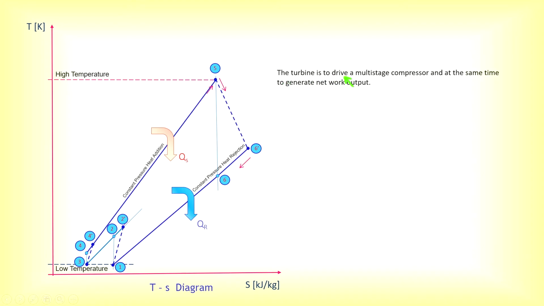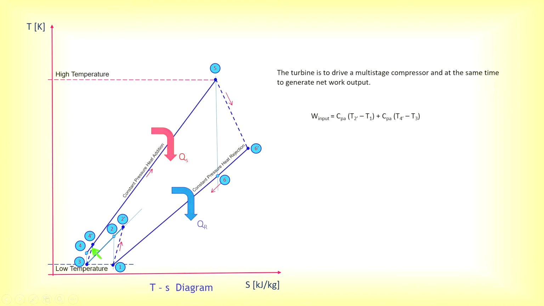So the turbine is to drive a multi-stage compressor. In this two-stage compressor, the turbine is used to drive both the compressor and at the same time to generate net work output. Based on the compressor, we know that the compressor is on the A side. So we use specific heat capacity at constant pressure for A. And then there are two stages, so you have CPA (T2 prime minus T1) for this part here, and then plus this section here.